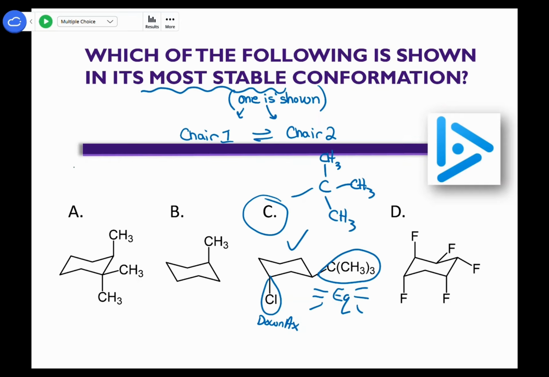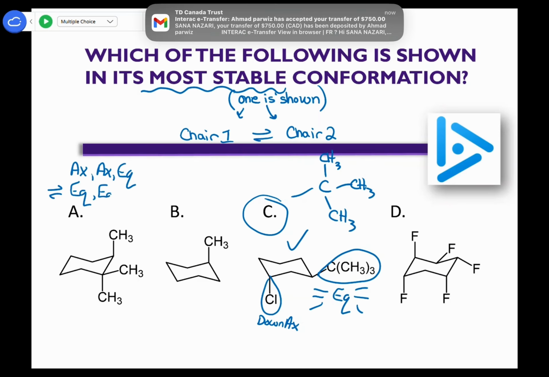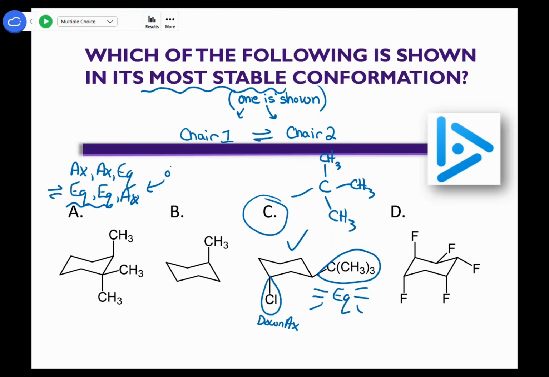Right now, A shows an axial and equatorial arrangement. But if we did that flip-flop, it would become equatorial, axial. The other option, the other chair conformation, has more equatorial substituents. The one that's not drawn is the more stable. And that's what we would do for each molecule. Where's the largest substituent, axial or equatorial? Or if they're all the same, which one has more of those substituents in equatorial positions?